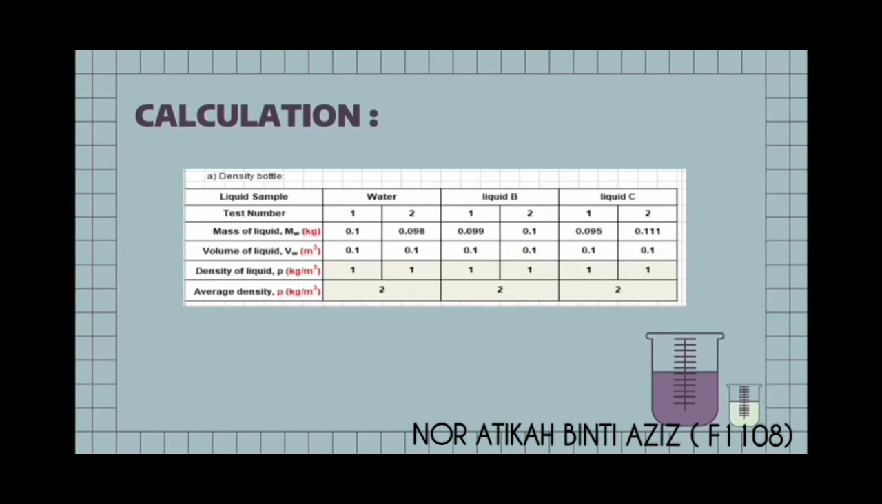Okay, we continue with the last slide. After we get the data from the 3 samples, we calculate that in another table. After we calculate, we found that liquid C is denser than liquid B and water. To calculate the average density, we should add the 2 values and then divide by 2 to get the average. So that's all from me about this experiment data and calculation using method 1, which is the density bottle.